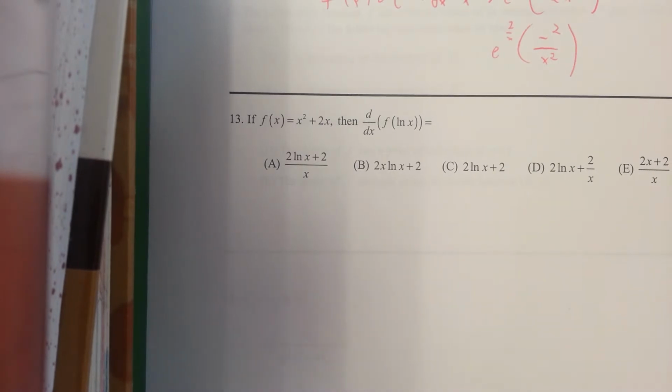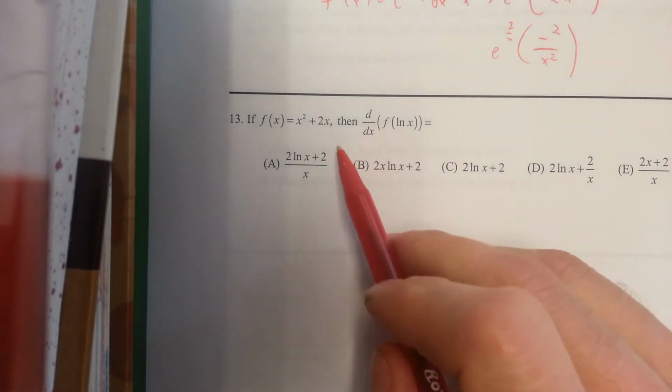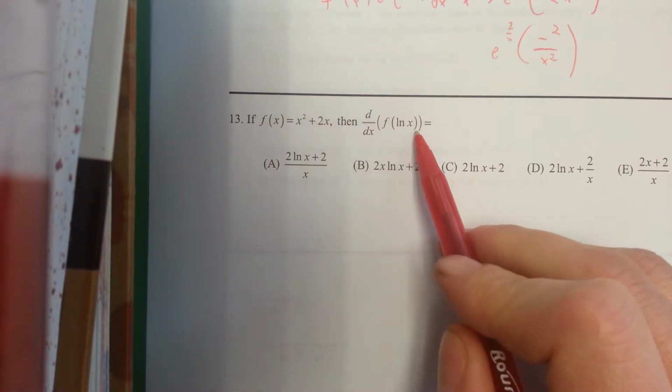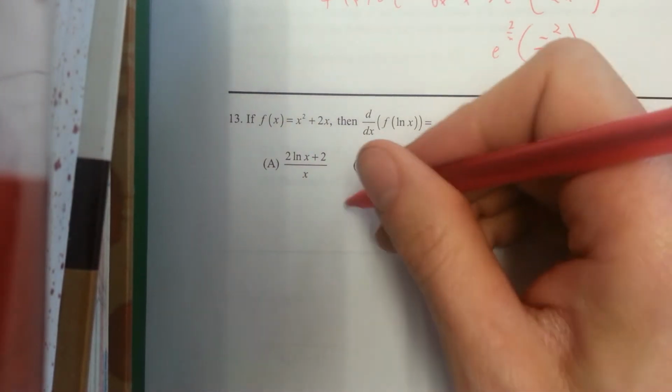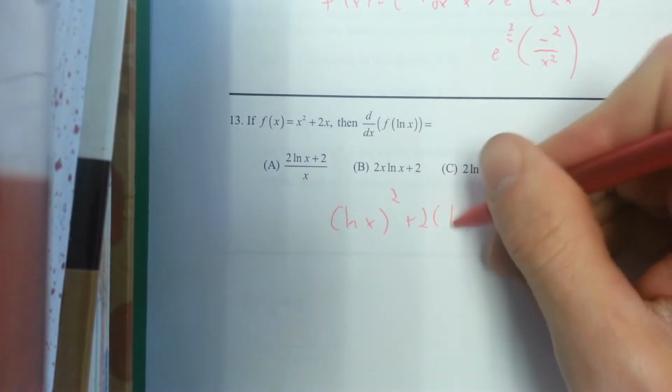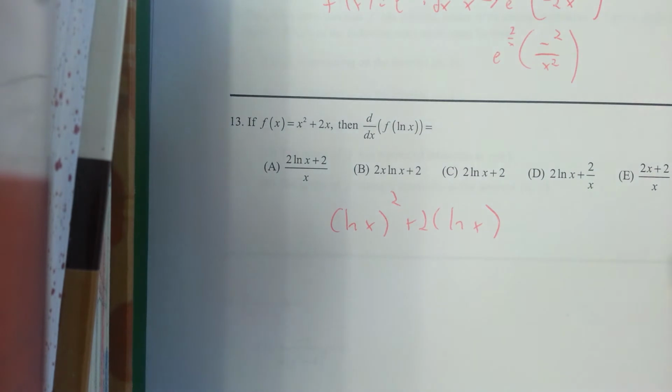We talked about this one in class, but real quick. Okay, here's our function. We wanted the derivative. We want to know the derivative of what happens when we plug in the natural log of x. So I'm literally going to plug in the natural log of x before I do anything. Natural log of x squared plus 2 times the natural log of x. Okay, so here we go.